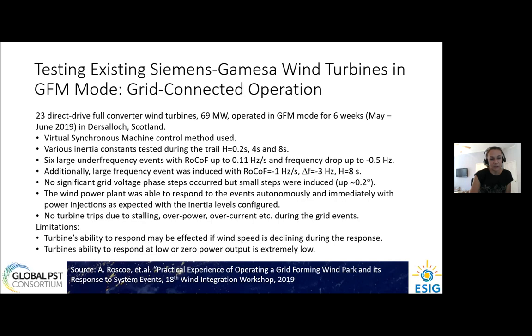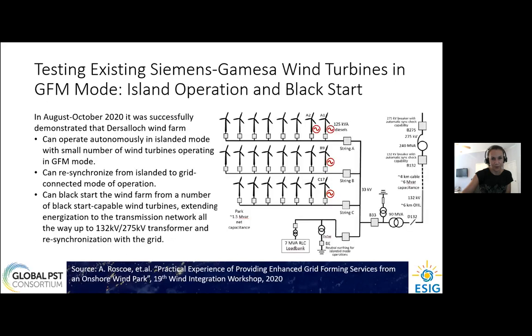The limitations they were able to point out during the tests is that the turbine's ability to respond may be affected by wind speed if the wind speed is declining during the response. For example, if it's providing inertial or frequency response and the wind speed is declining at the same time, the response is less than what would be expected for the inertia constant setting that they had. Also, the wind turbine's ability to respond at low or zero power output is extremely low.